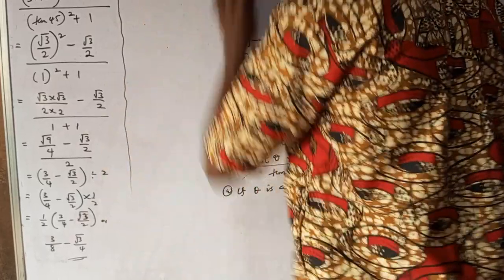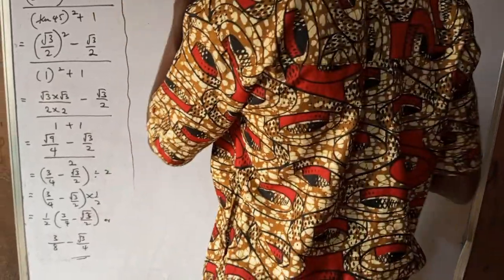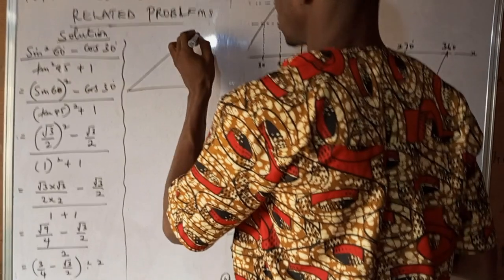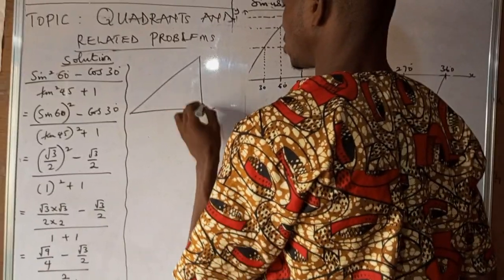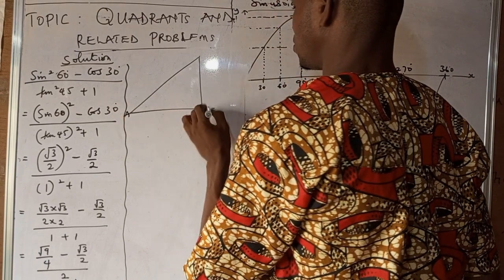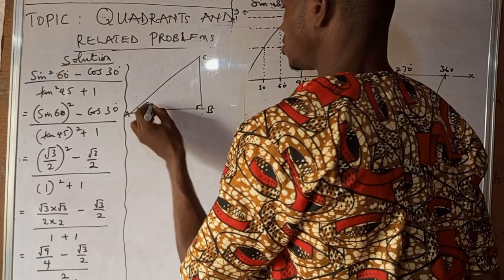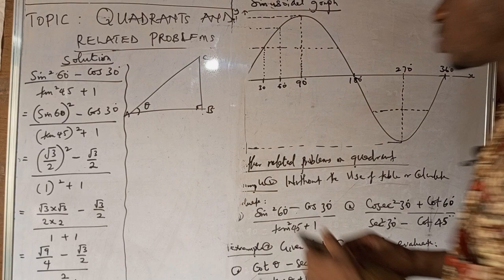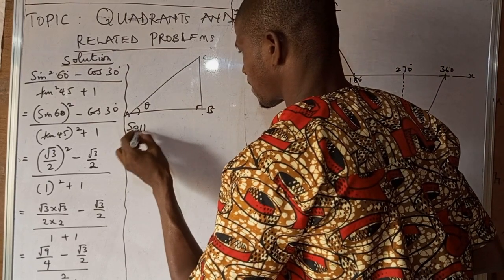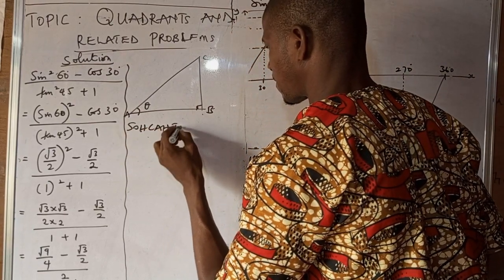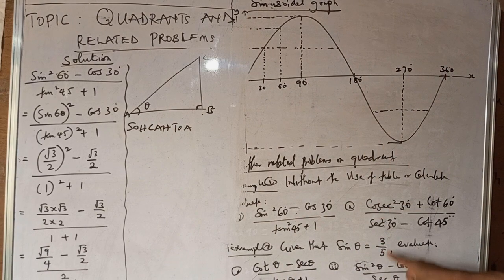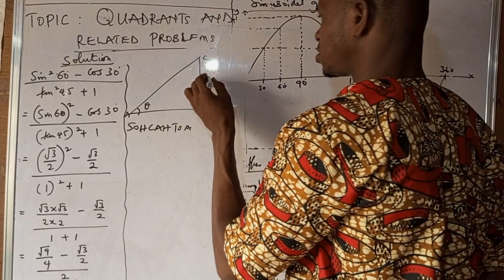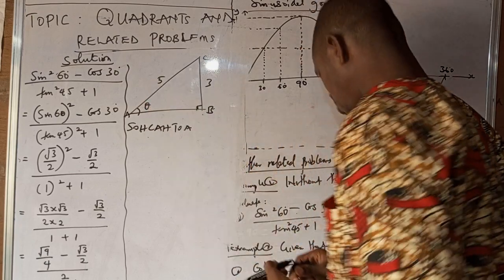So the easiest way is to draw your triangle. Draw your right angle triangle. Let's say this is A, B, C, and let's say this is your theta. Now, using your SOHCAHTOA, they have given sin theta as 3 over 5. That is opposite over hypotenuse.